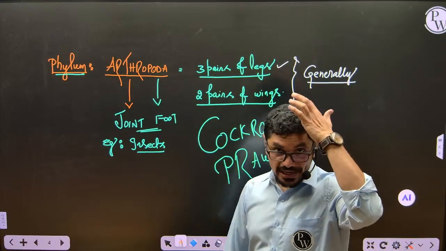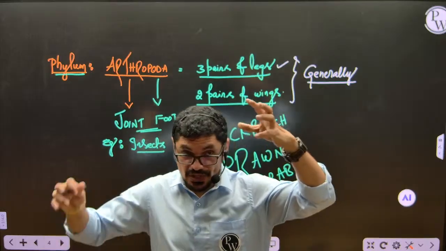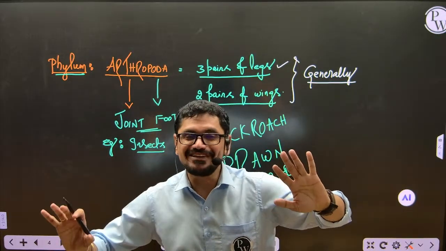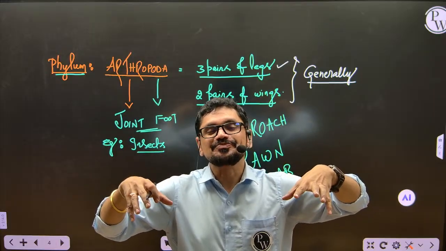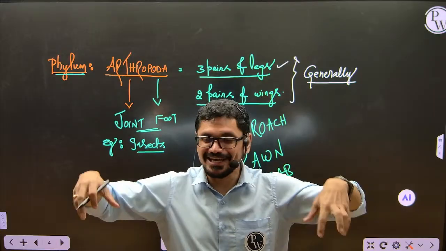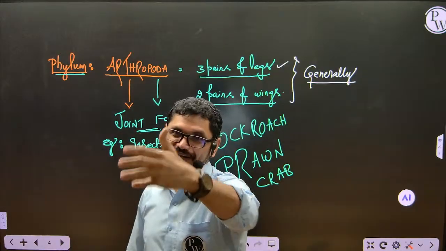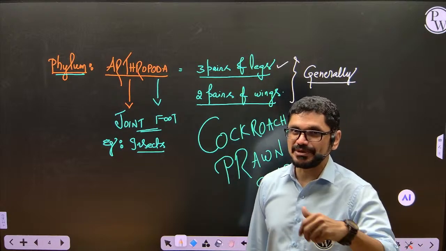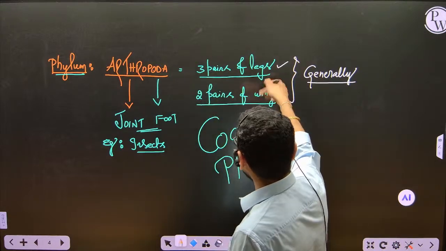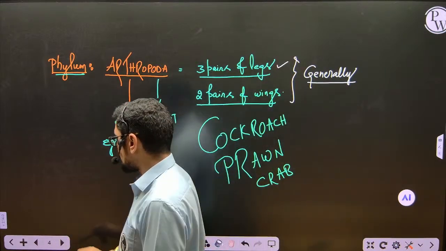For example, head lice, head louse. They won't have any wings. If at all the lice had wings, just imagine they could easily fly from one head to another head. The scientific name is Pediculus, P-E-D-I-C-U-L-U-S. Like that, arthropods generally have these characters. Cockroach and prawn are examples.